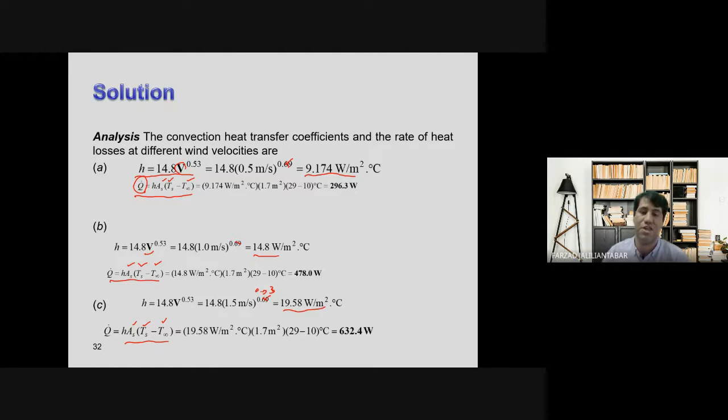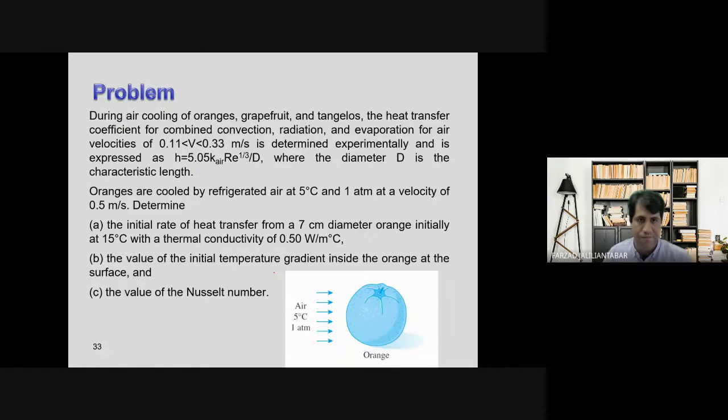So you can see here, higher velocity for the fluid causes a higher coefficient for heat transfer, and it will also cause a higher heat transfer rate: 296, 478, 632. The velocity is increased, h is increased, it means Q dot will increase.